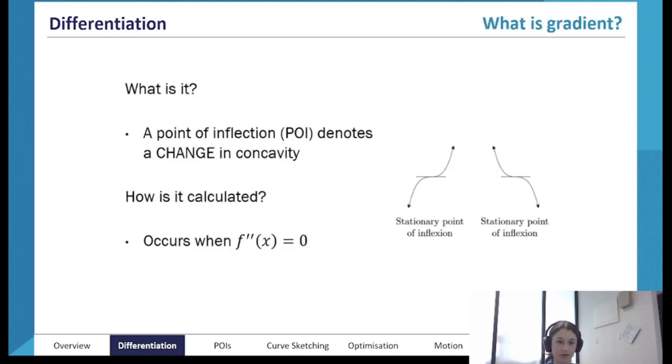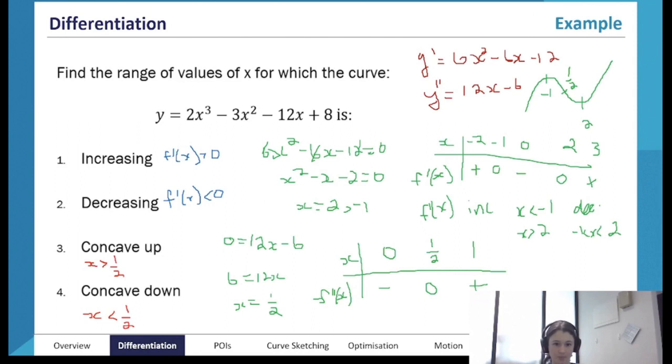So now we're going to get on to a little bit more about points of inflection. So, remember, points of inflection tell us when there is a change in concavity. So it is calculated when the second derivative is equal to 0. And that's what we saw in the last example, right? We found when the second derivative was equal to 0, and at that point, that's where the point of inflection is, that's when the concavity is going to change.